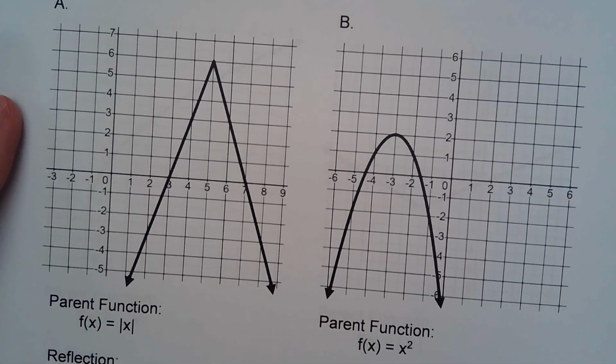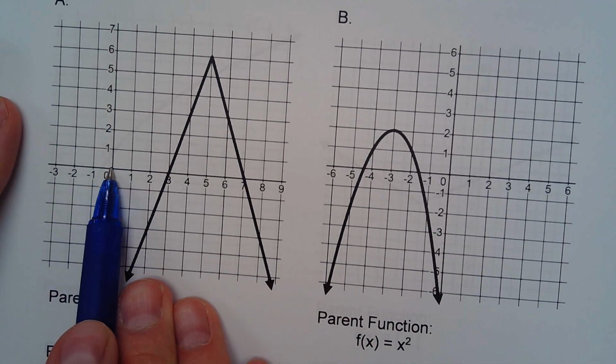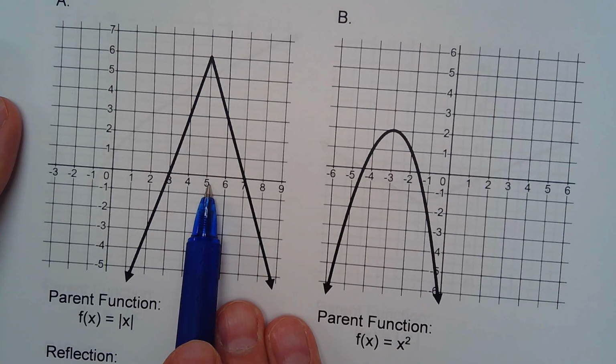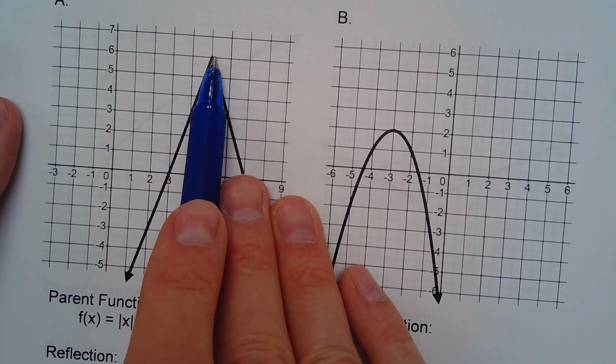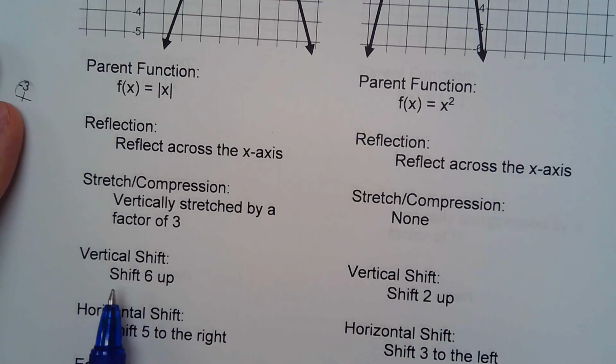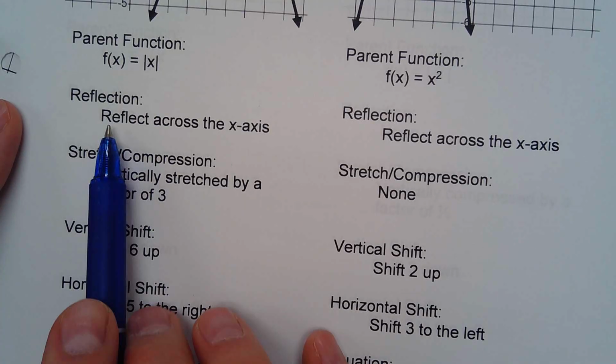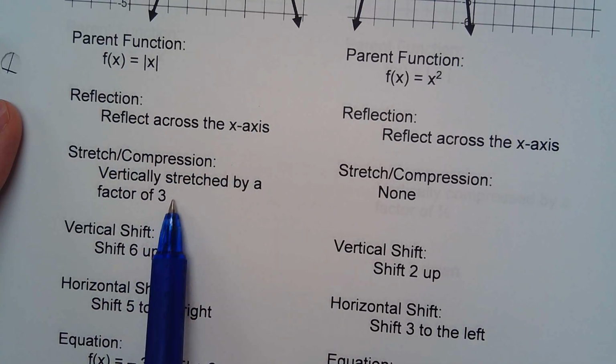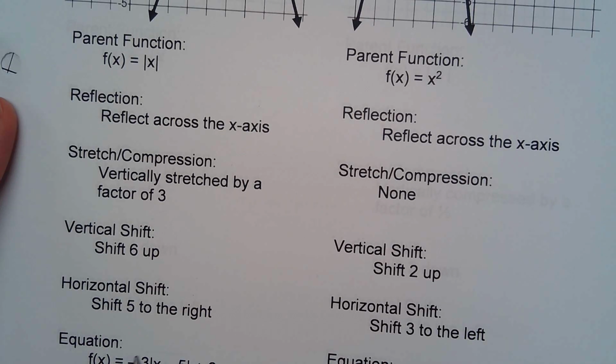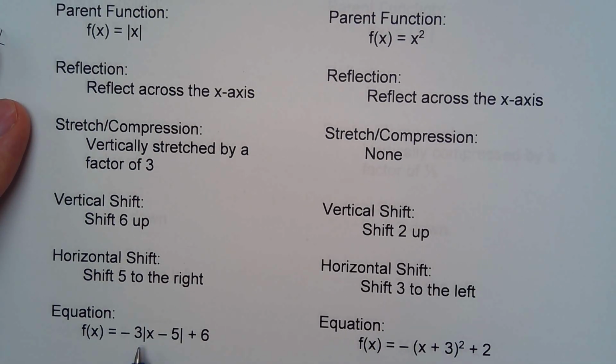And then we've got to look at the shifts. So this point originally was here. It's been shifted 5 to the right and up 6. So my vertical shift says shift 6 up, horizontal is shift 5 to the right. So when I'm putting this together, reflect across the x-axis and stretch of 3 gives me the -3 here in front of the absolute value. It's shift 5 to the right, so I have to put a -5 because it's in the opposite direction, and then +6.